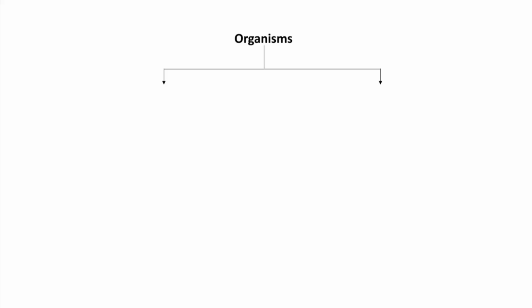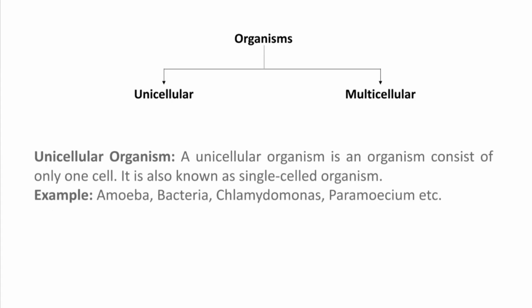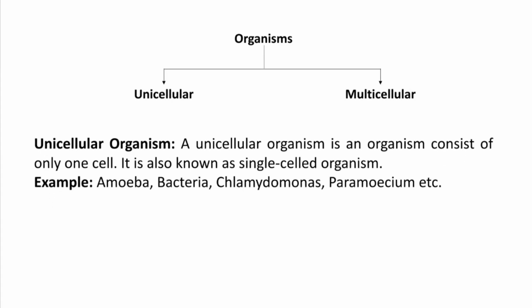Organisms are of two types, unicellular and multicellular. So, what are unicellular organisms? A unicellular organism is an organism that consists of only one cell. It is known as a single-celled organism. That means they have only one cell in their body. Examples are amoeba, bacteria, chlamydomonas, and paramecium, etc.